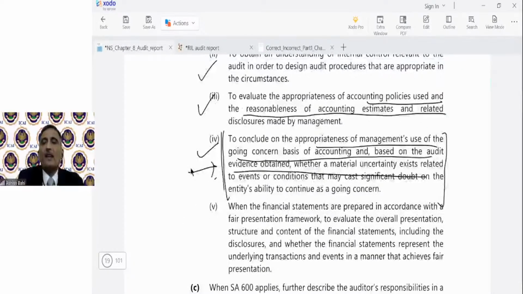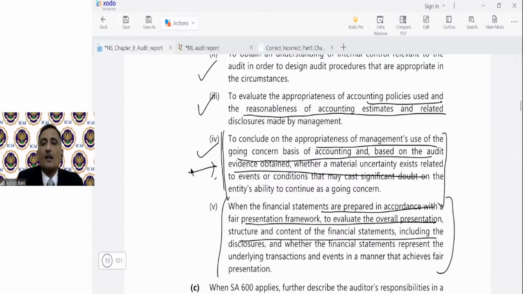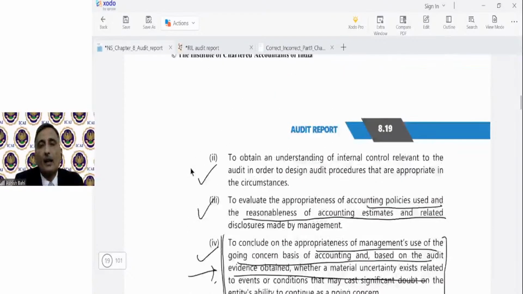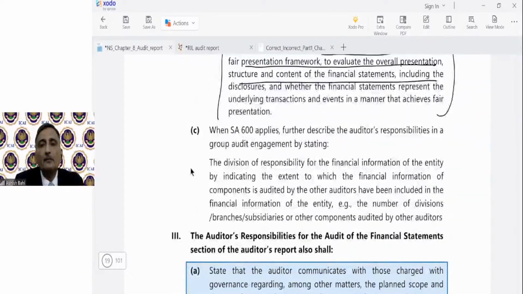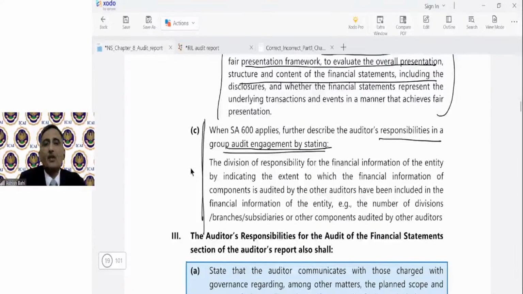Yes, when the financial statements are prepared in accordance with a fair representation framework, to evaluate the presentation, that the structure and content of the financial statements is such that they fairly represent the state of affairs of the company. Okay. So when SA 600 applies, describe the auditor's responsibilities in a group audit engagement. So this SA 600 we shall be coming to in a later part of this chapter.